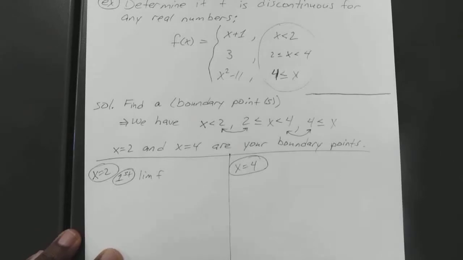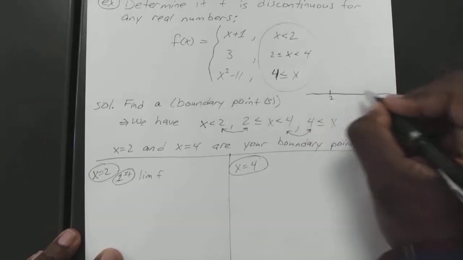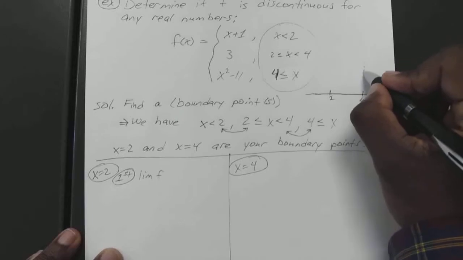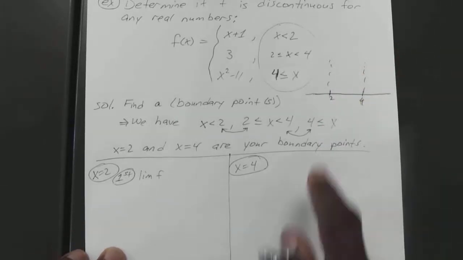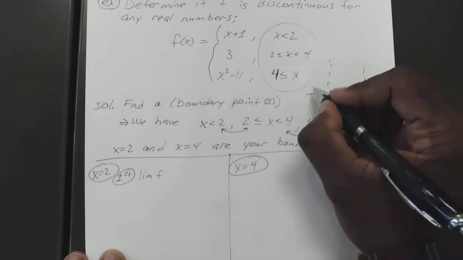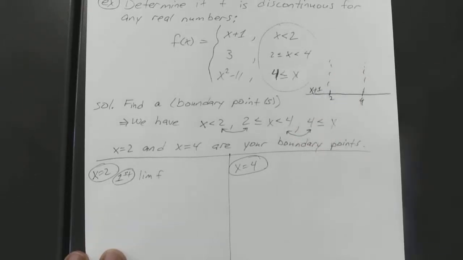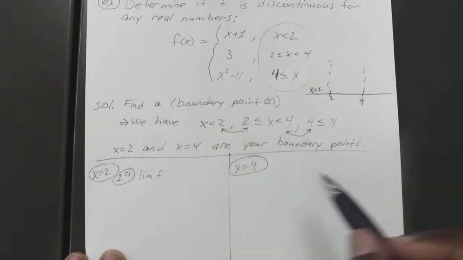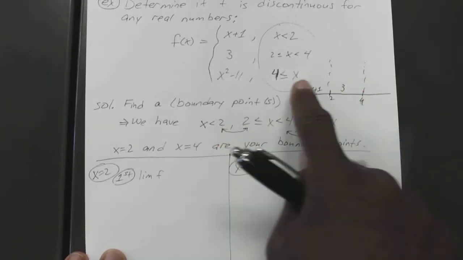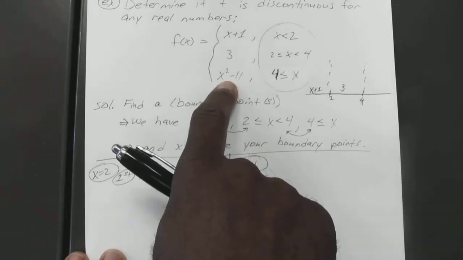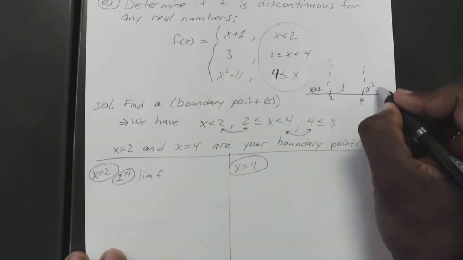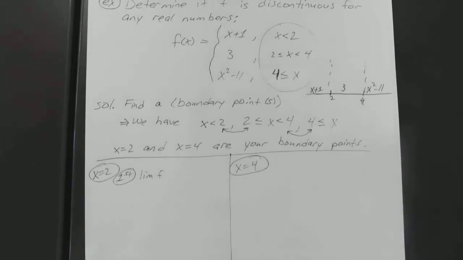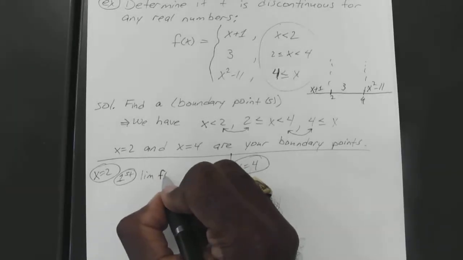Okay, so if you draw your number line and you put your boundary points, 2 and 4, when x is less than 2, your f of x is x plus 1. When x is between 2 and 4, your f of x is 3. When x is greater than 4, your f of x is x squared minus 11. Okay, so that's kind of a hint to let you know which one to use, and I'll show you what I mean by that.